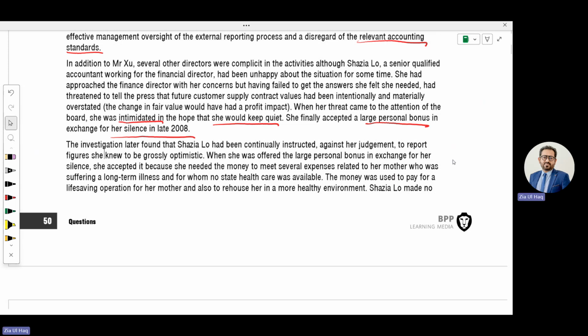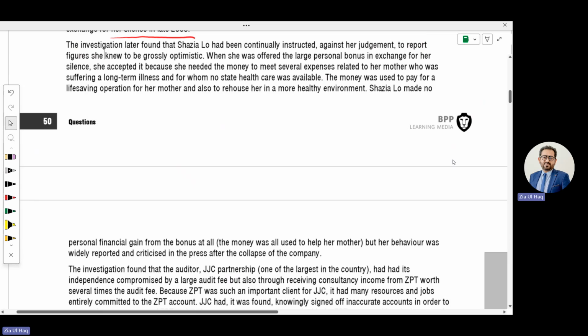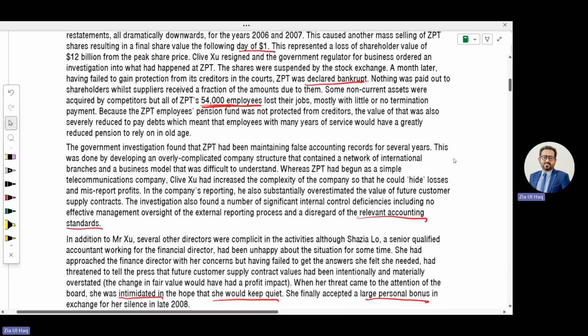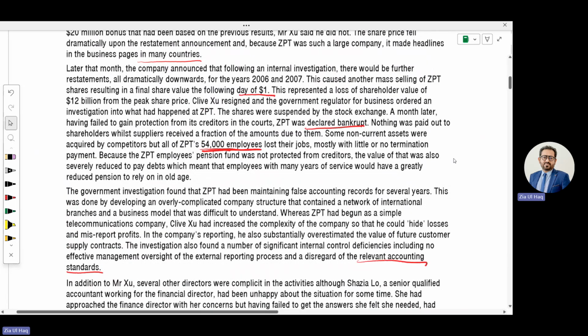She was innocent. Shazia Lu made no personal financial gain from the bonus at all. It means she didn't spend that money on her personal shopping. All the money was spent on her mother. The money was all used to help her mother. But her behavior was widely reported and criticized in the press after the collapse of the company. Whether she was innocent or guilty, she was guilty because she saved her mother while compromising the families of 54,000 employees.